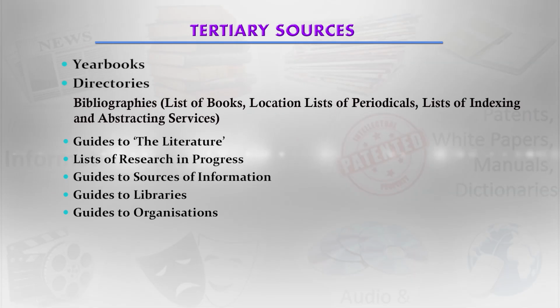Then the third categorization provided by Grogan is tertiary sources. In tertiary sources, he kept yearbooks, directories, bibliographies. Here he specified bibliography as list of books, location list of periodicals, list of indexing and abstracting services, guides to the literature, list of research in progress, guides to sources of information, guides to libraries and guides to organizations.